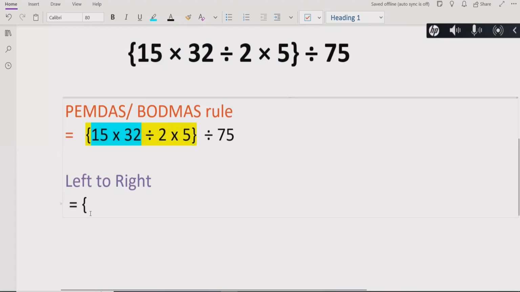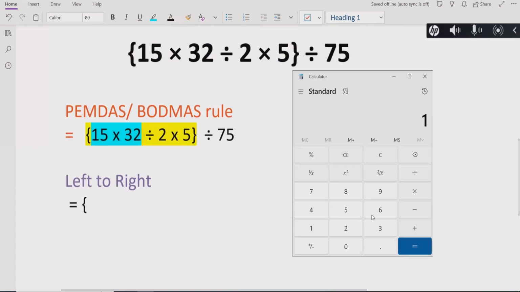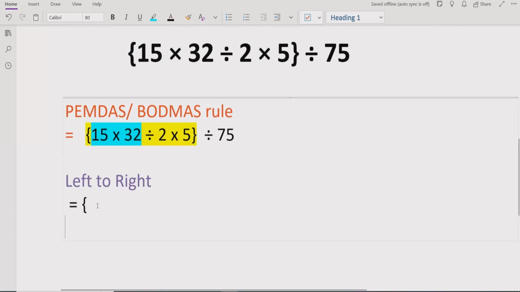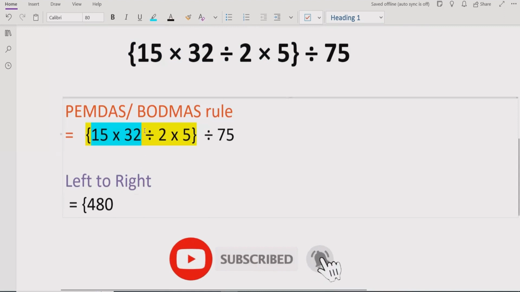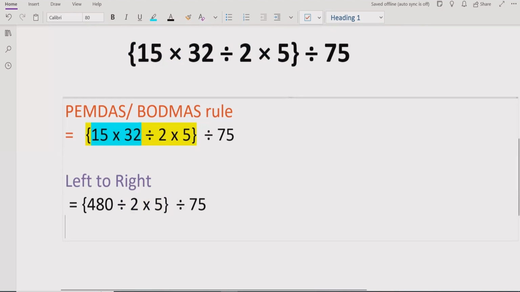So we will multiply 15 multiplied by 32, which equals 480. Now we will write the whole other expression as it is. Now again we will go left to right and see which part to solve. If we go left to right, we will solve this one first.